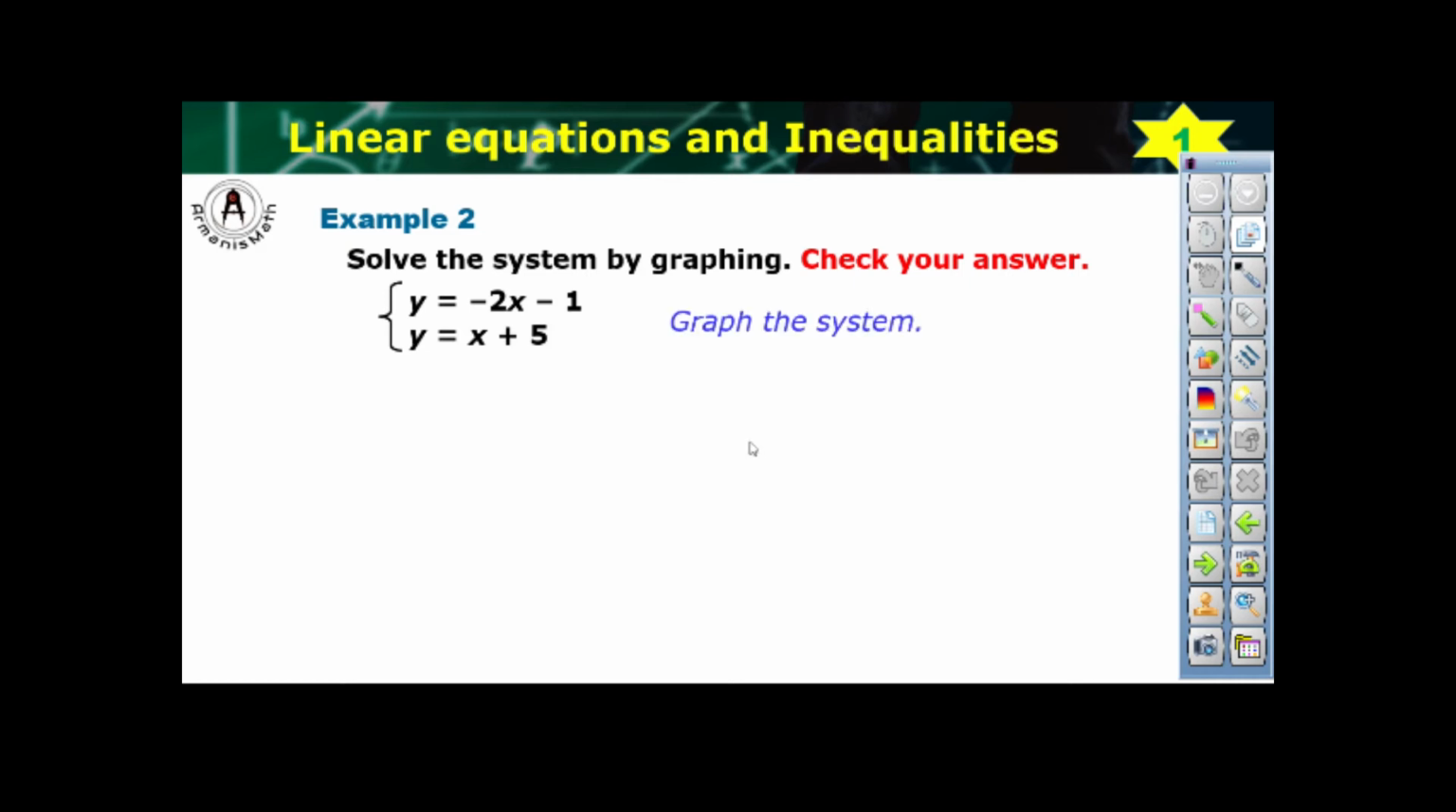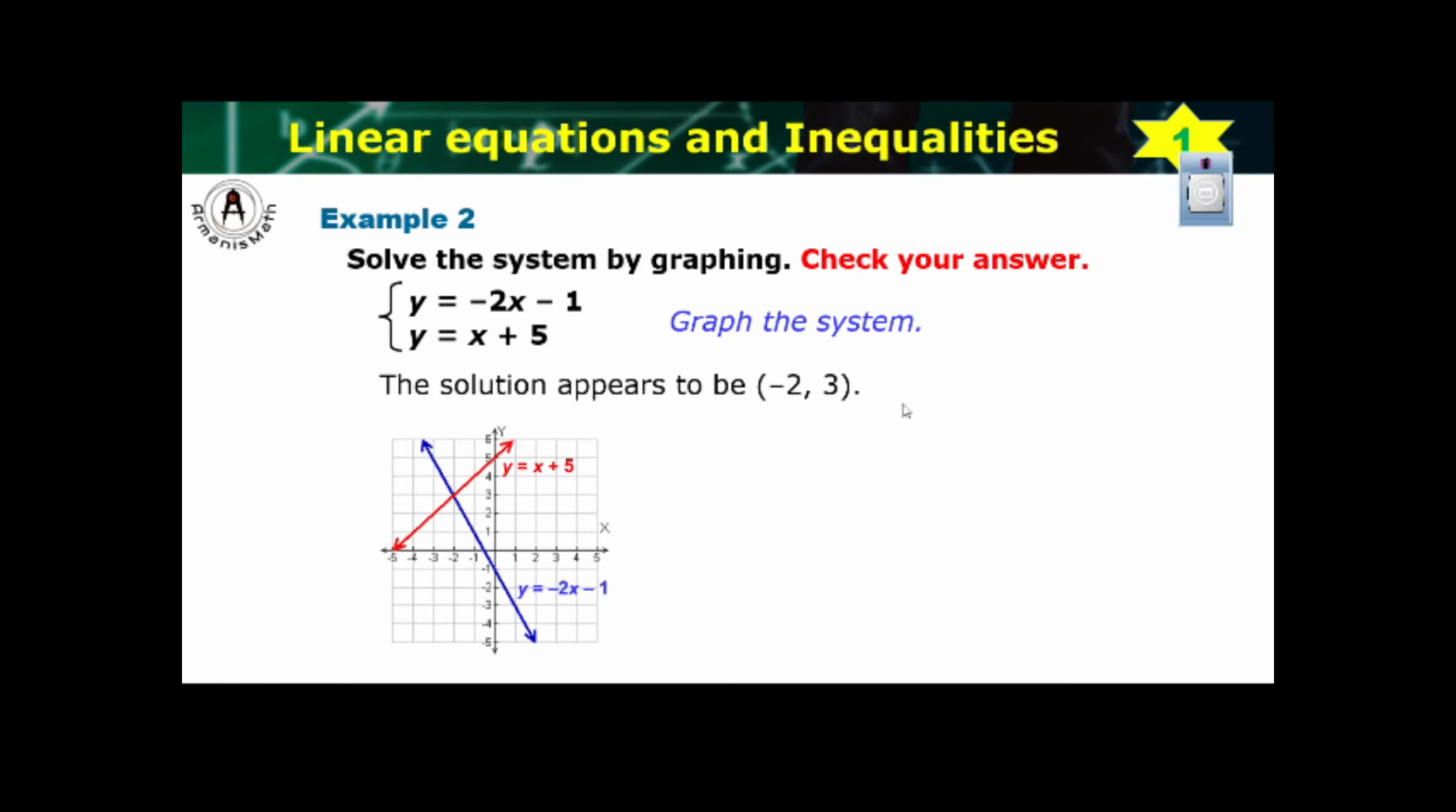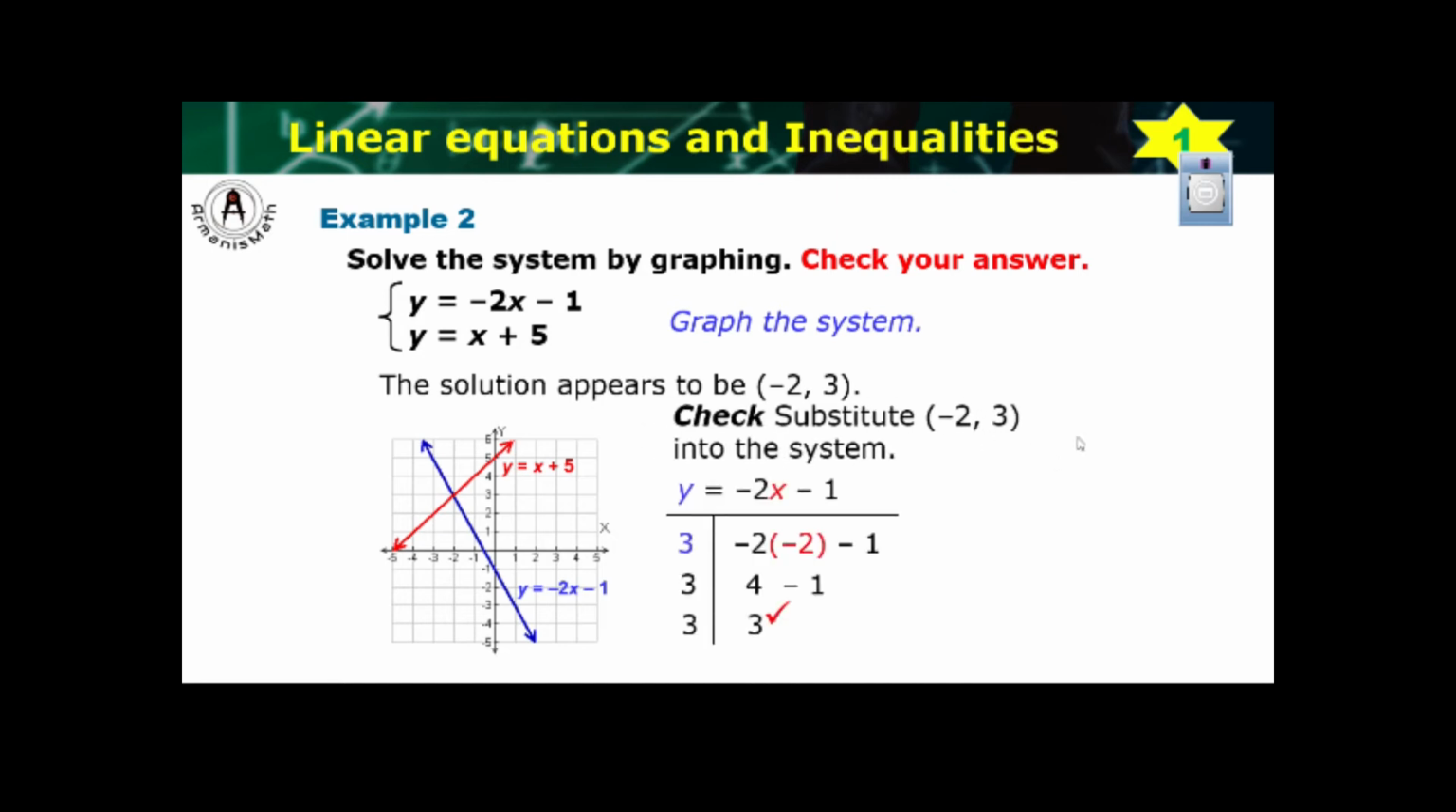When I graph them nice and neat, I should end up with a point on the left side that is actually -2, 3. -2, 3 looks like the answer for this one. And how do I make sure it's the one? Well, you check it. You plug it in. Nobody has to tell me anything. I could check myself. Is this right? Well, check it and see. And it does actually check on both equations.